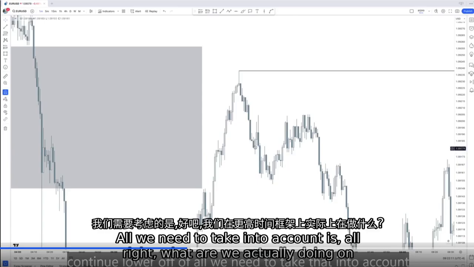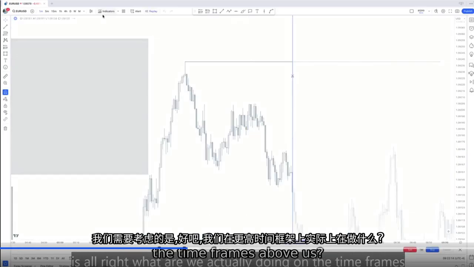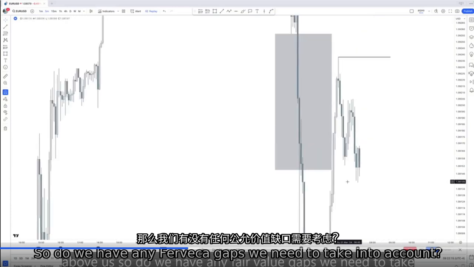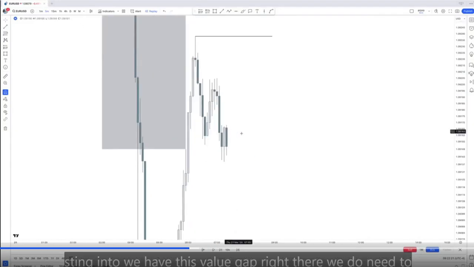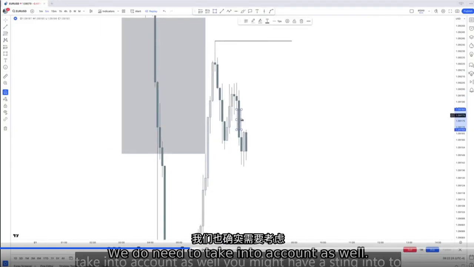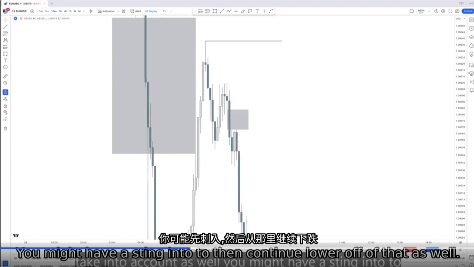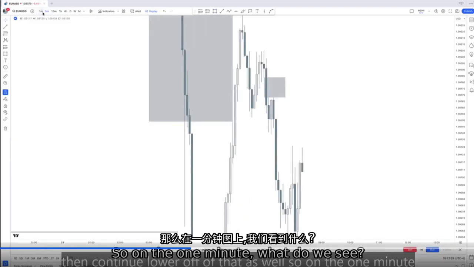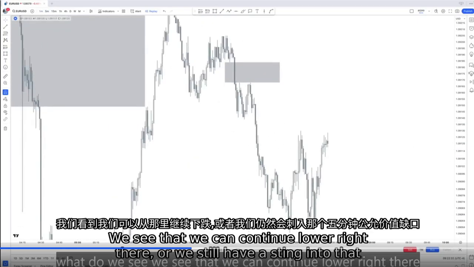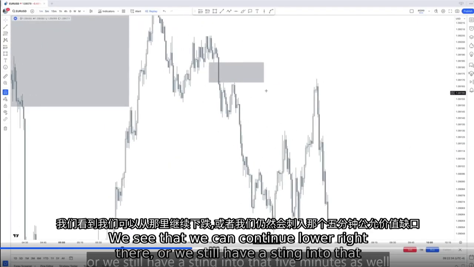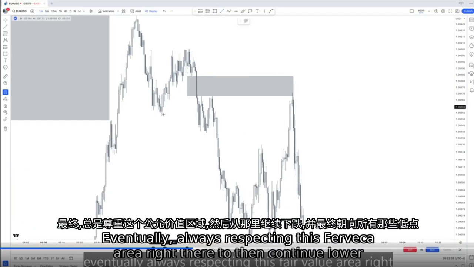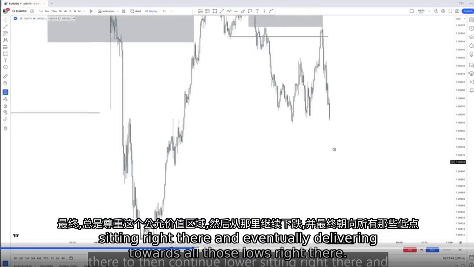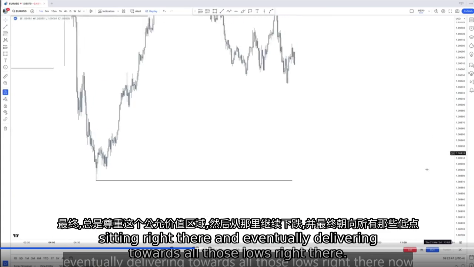All we need to take into account then is, all right, what are we actually doing on the time frames above us? So do we have any fair value gaps we need to take into account? We have that fair value gap, which already had a sting into. We have this fair value gap right there that we do need to take into account as well. You might have a sting into that to then continue lower off of as well. So on the 1 minute, what do we see? We see that we can continue lower right there, where we still have a sting into that 5 minute fair value gap as well. Eventually, always respecting this fair value gap right there to then continue lower, and eventually delivering towards all those lows right there.